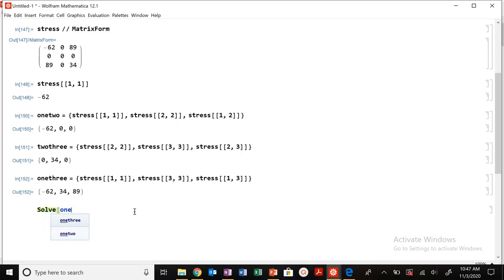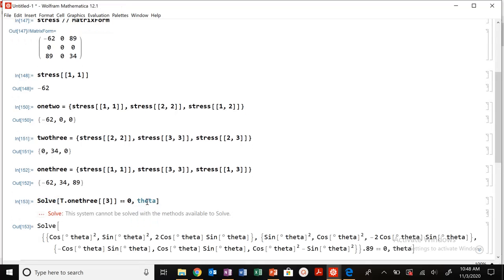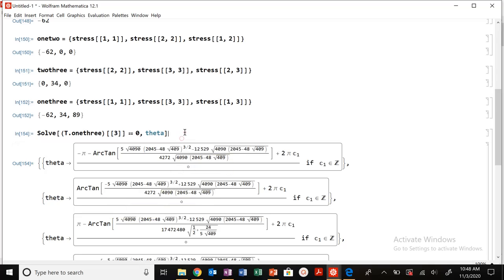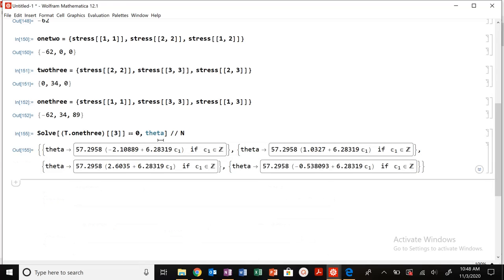So I'm going to look at 1, 3, 3. When I multiply t dot that, when does this equal 0, and solve for theta? Oops. So actually, I want to do t dot 1, 3, then I want to take away the third component. I never make mistakes coding, right? And I want to look at this numerically here.